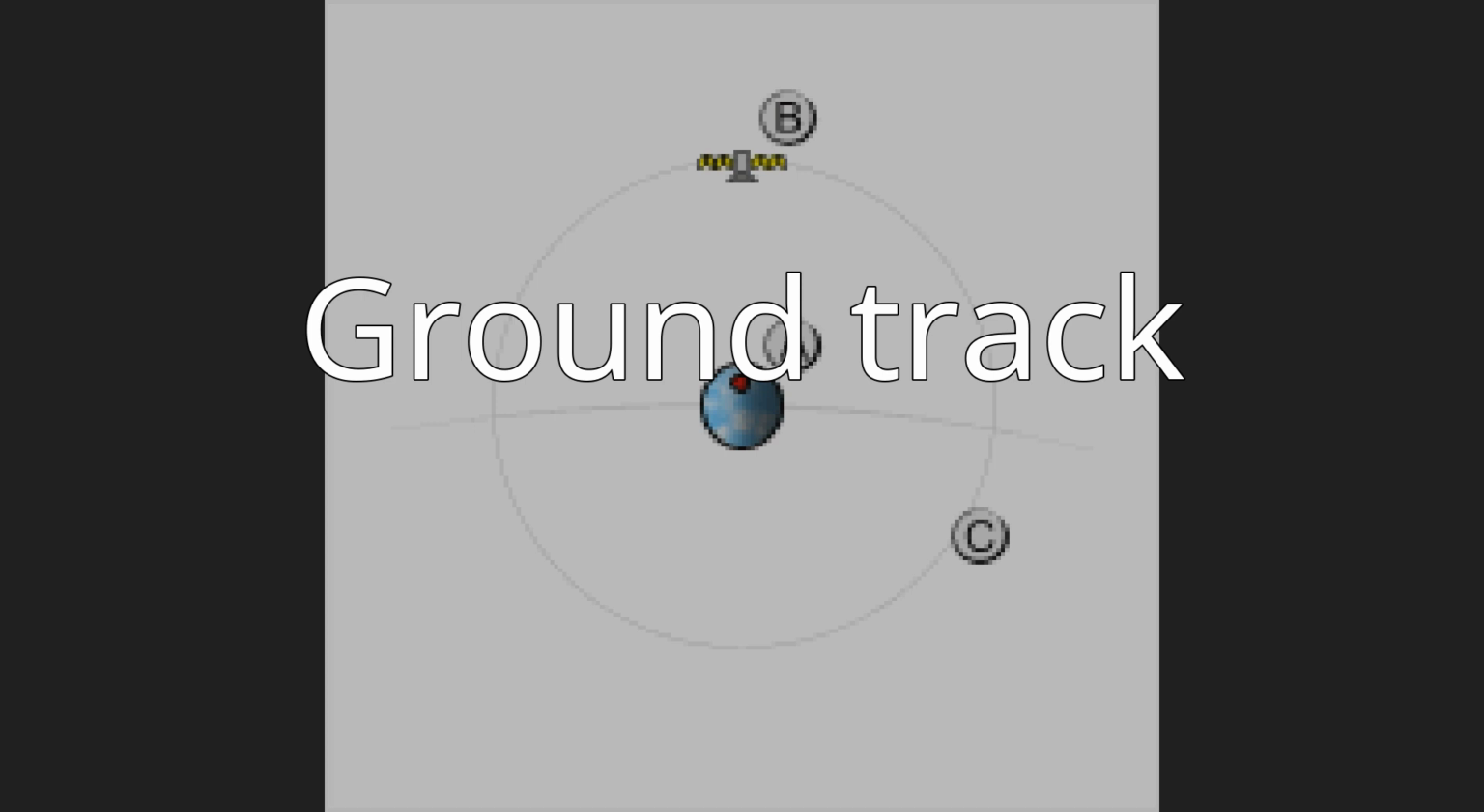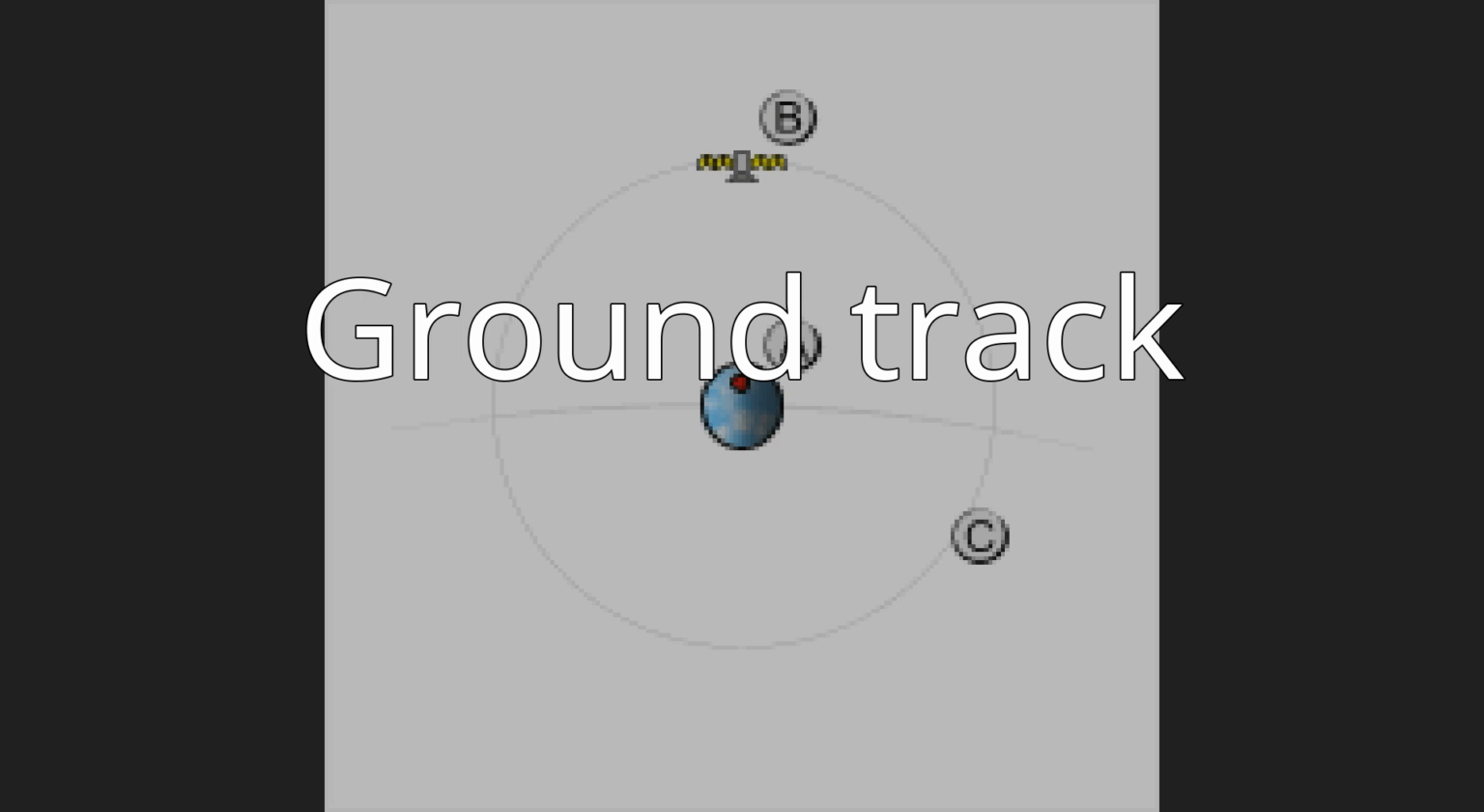Ground track. A ground track or ground trace is the path on the surface of a planet directly below an aircraft's or satellite's trajectory. In the case of satellites, it is also known as a suborbital track, and is the vertical projection of the satellite's orbit onto the surface of the Earth, or whatever body the satellite is orbiting.